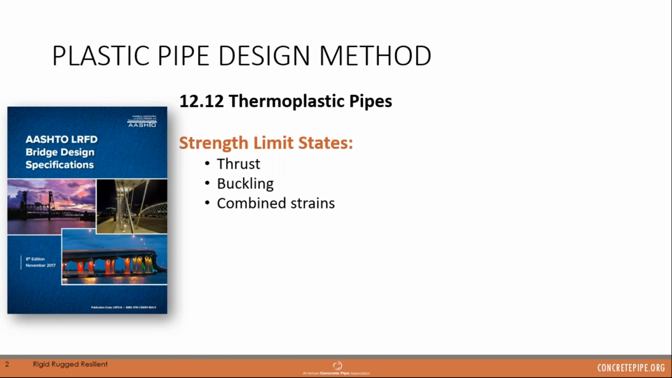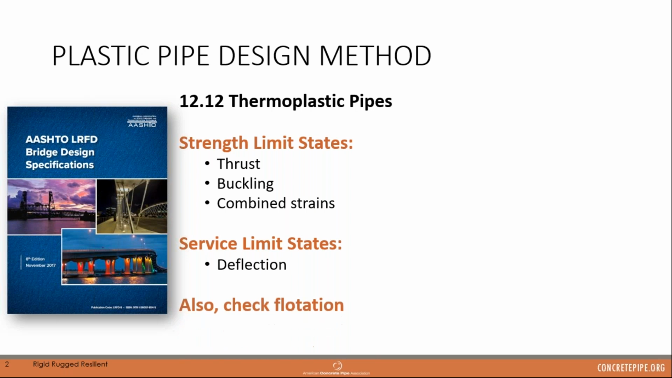design perspective. And there are 3 basic strength limit states that we're going to be testing to, and that's thrust, buckling, and combined strains. And then for service limit states, we also check deflection, which is a largely important indicator for just the long-term performance of the pipe. Lastly, flotation is another design consideration that needs to be checked, but the AASHTO manual doesn't specifically cover this, so we're not going to really touch on that at all today.